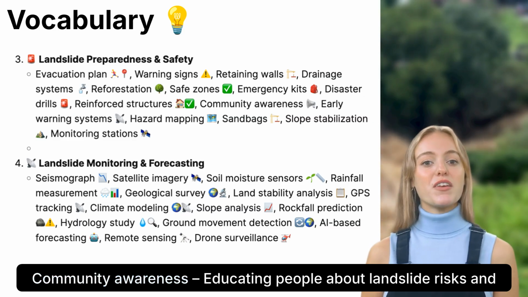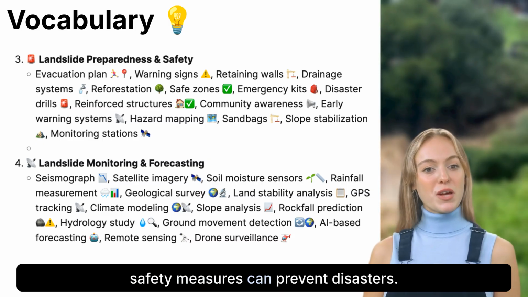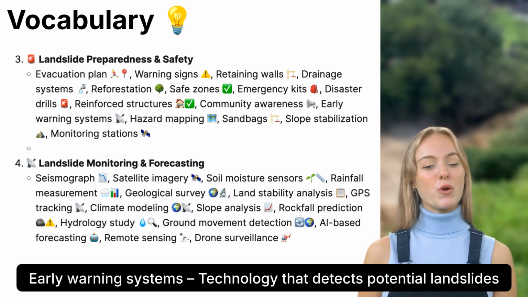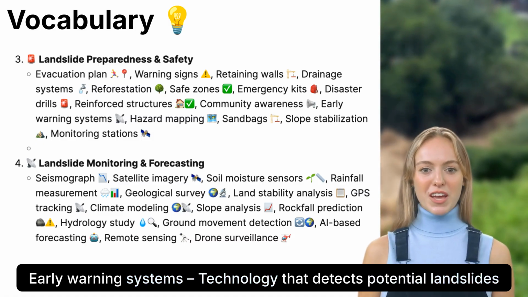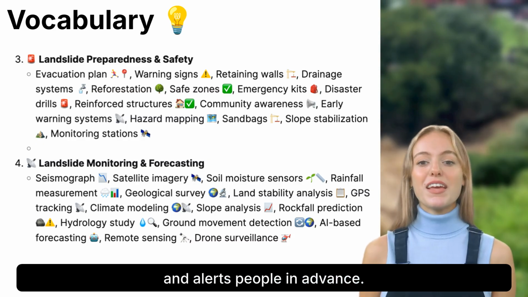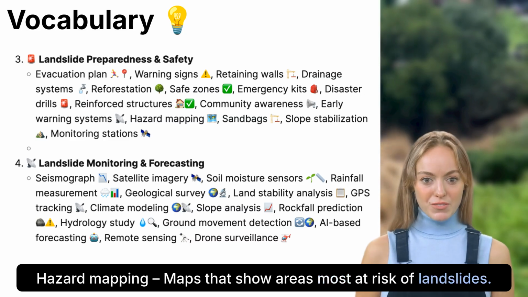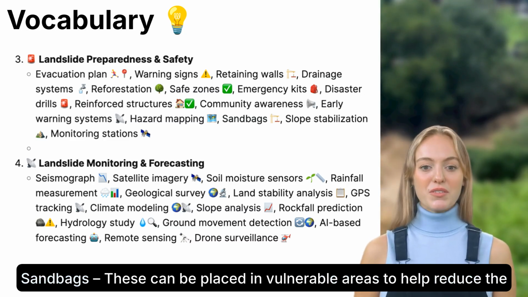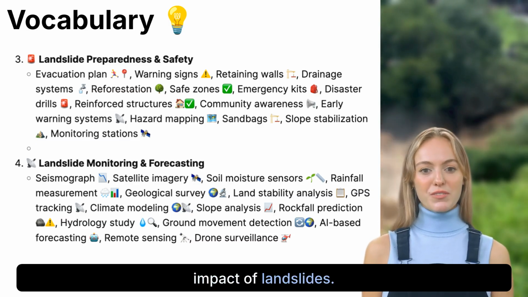Community awareness. Educating people about landslide risks and safety measures can prevent disasters. Early warning systems. Technology that detects potential landslides and alerts people in advance. Hazard mapping. Maps that show areas most at risk of landslides. Sandbags. These can be placed in vulnerable areas to help reduce the impact of landslides.